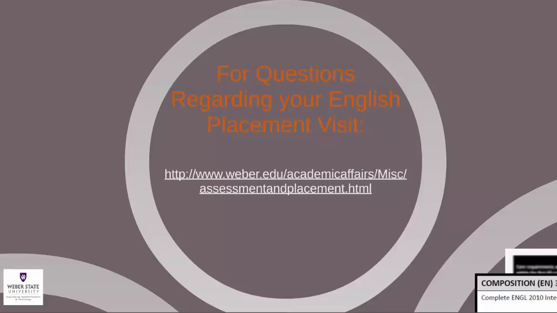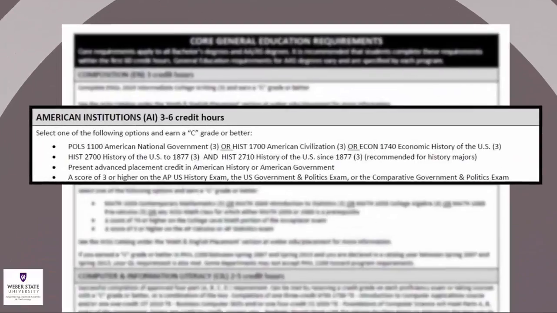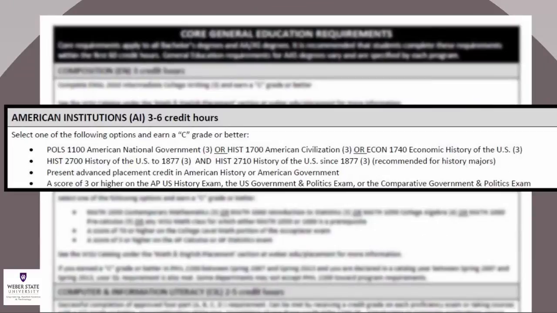The second requirement is American institutions. This requirement can be completed in one of 5 ways. You can either take Political Science 1100, History 1700, or Economics 1740, or a combination of History 2700 and 2710.